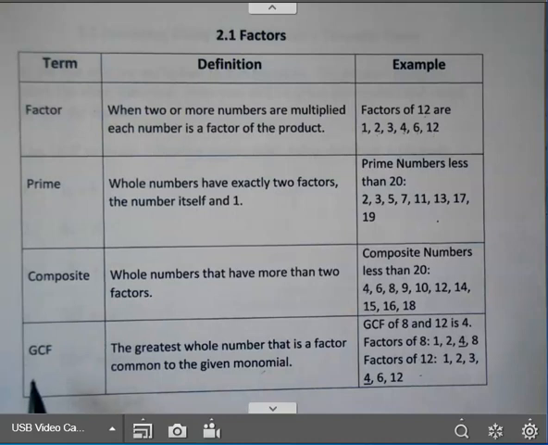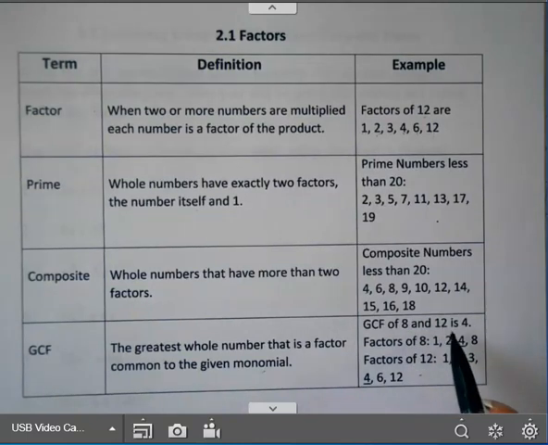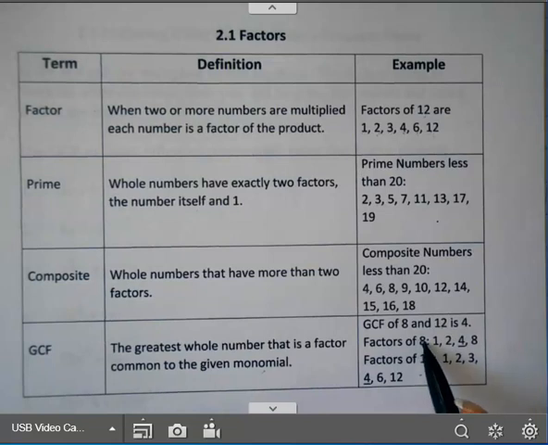For greatest common factor, that's the greatest whole number that is a factor common to the given monomials. So if I have the greatest common factor for 8 and 12, I would list out the factors of 8 and list out the factors of 12. Factors are fewer, so they're going to have to be fewer than your smallest number. So my smallest number is 8, so my factor has to be fewer or equal to 8. It can be equal. Multiples are more, and people mix those up.